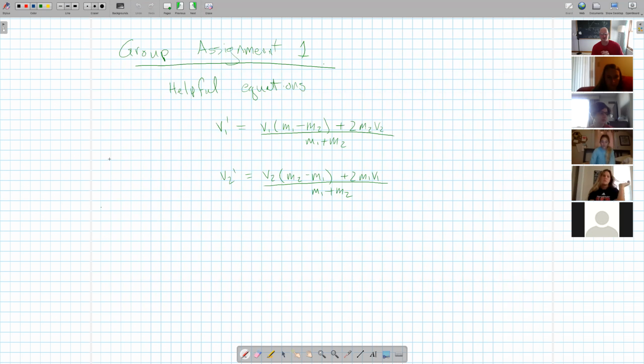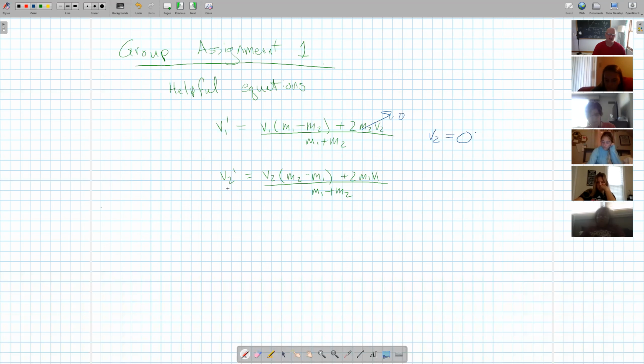First of all, let me go to our previous page. Some helpful equations I will give you for group assignment number 1 are the general solutions for 1D elastic collision. What this says is that the velocity of the first object after the collision, v1 prime, is equal to the initial velocity v1 times the difference between m1 and m2, plus twice the mass of m2 times v2, all divided by the sum of the masses. Now, in our case, v2 is simply equal to 0 because initially it's stationary, so that whole term is going to go away.